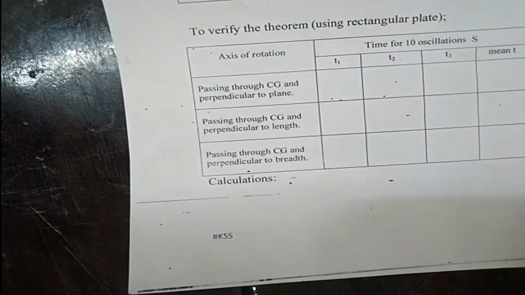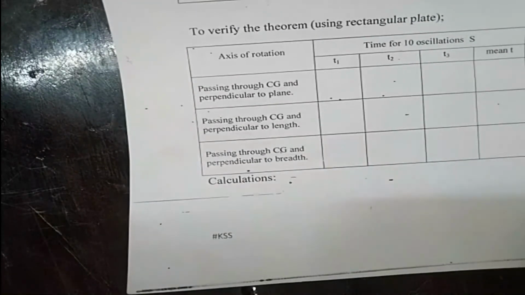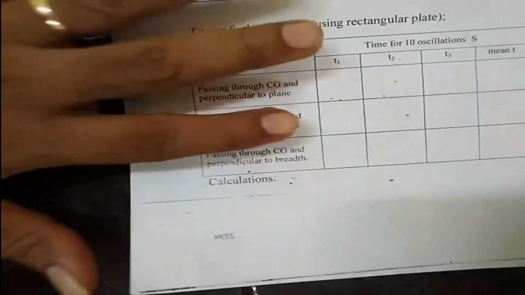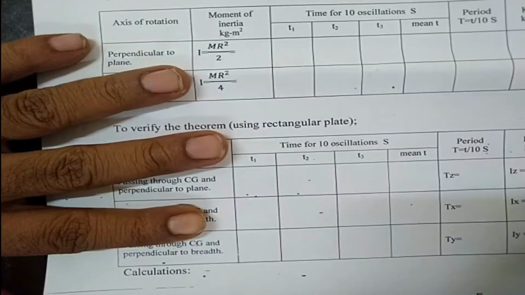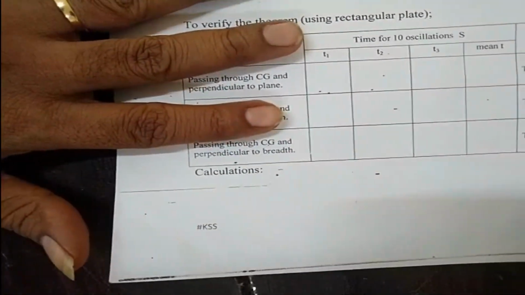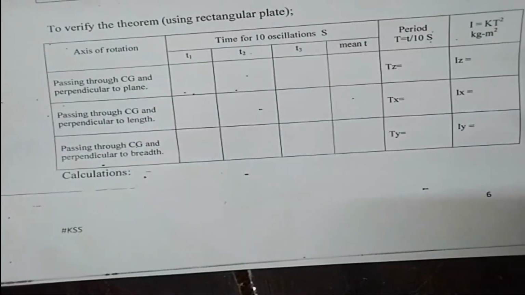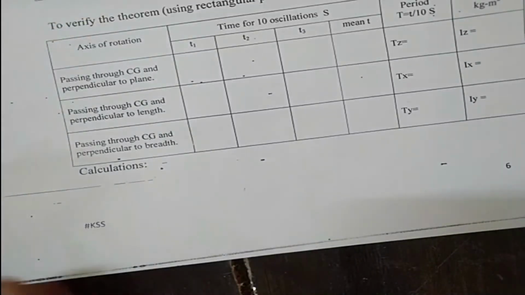Further, the moment of inertia is now given by K into T square. K is the mean value of the above constant obtained using the circular plate. So using that small K value, calculate the I value here. Then repeat the experiment for another two axes.